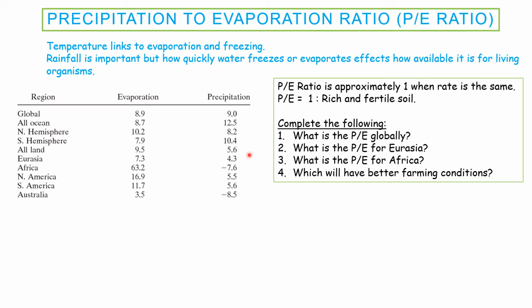But then there are certain areas where there's low productivity. So for example, Africa, where we know there's a large amount of desert, there's a high level of water evaporation, but a very low level of precipitation, and therefore the productivity is lower because the PE is low as a result.